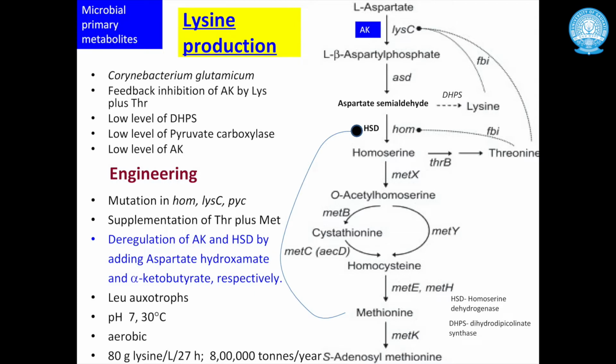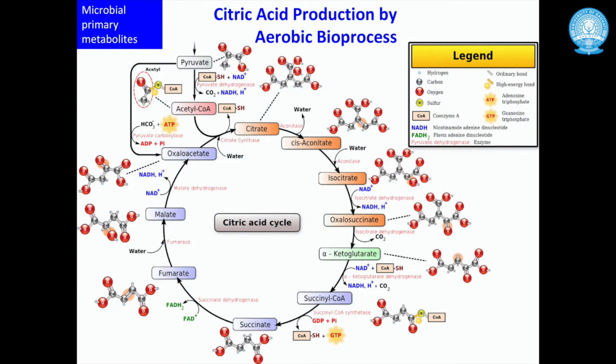The next example is of citric acid production by aerobic bioprocess. Citric acid is a primary metabolite which is produced in the citric acid cycle. This picture shows the complex pathway wherein citric acid is produced and it is converted into different other intermediates, which are very much important in a biological system where there is respiration taking place.